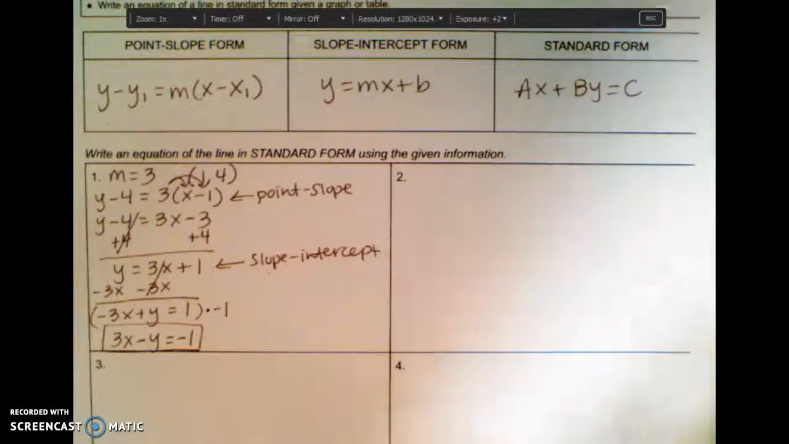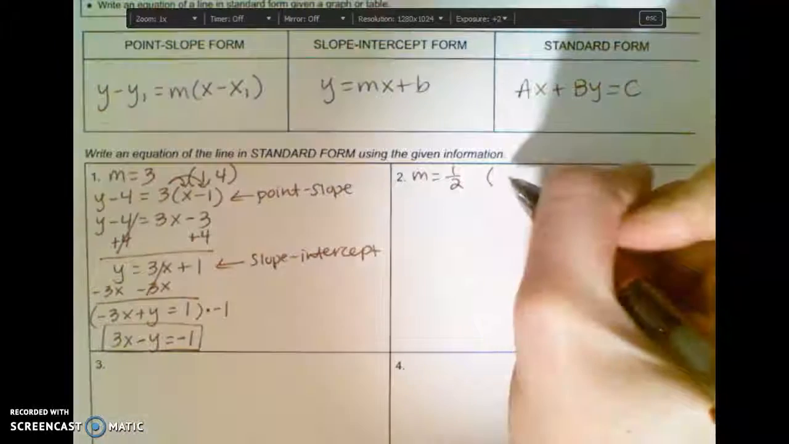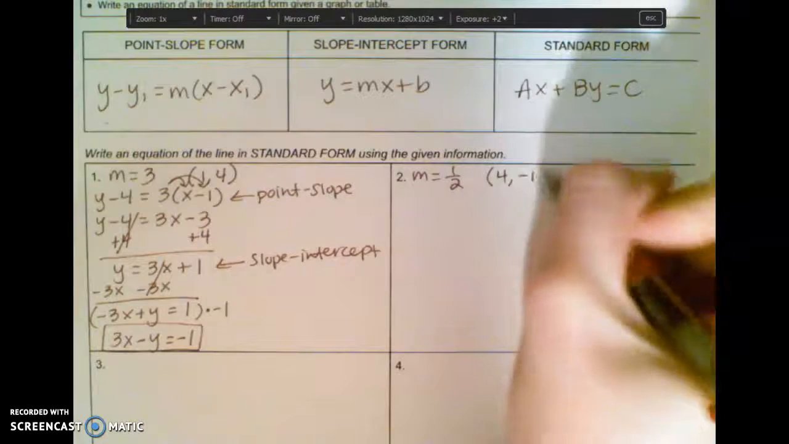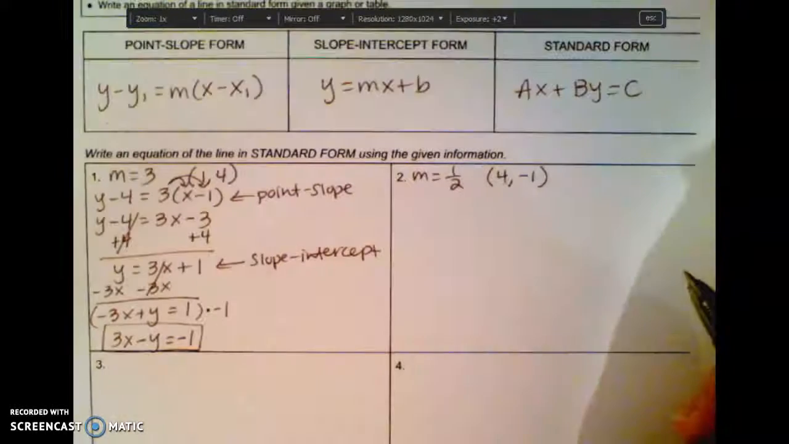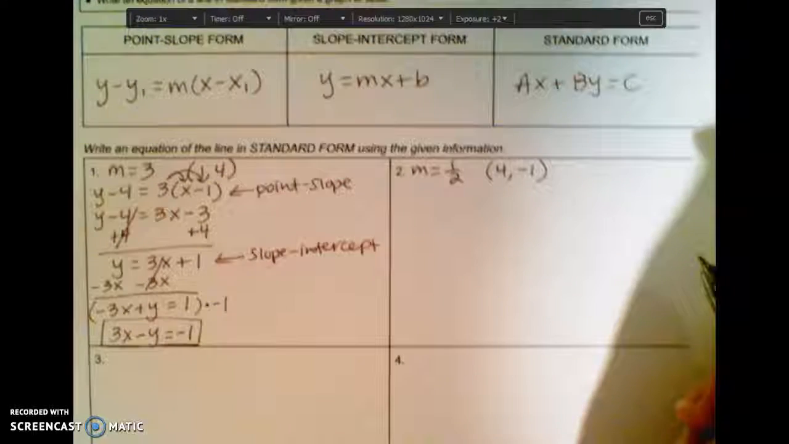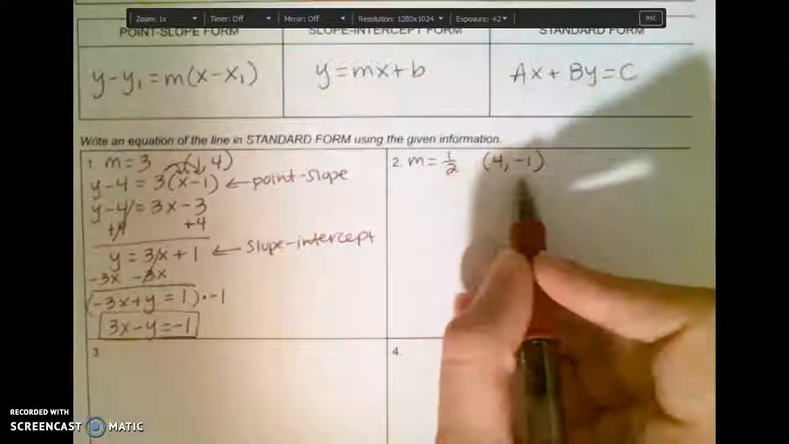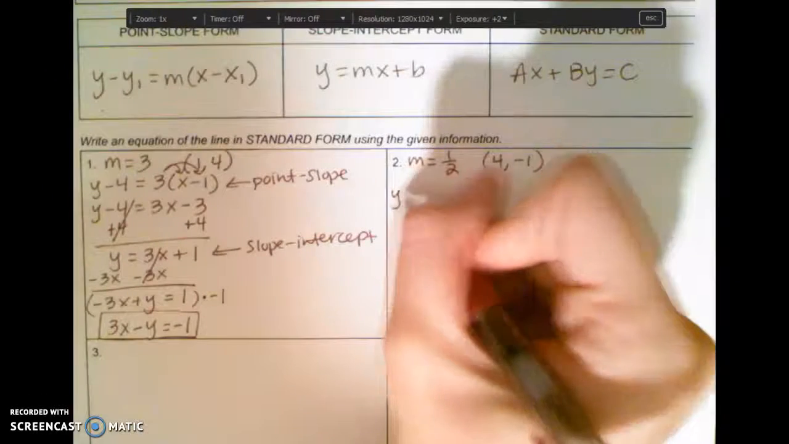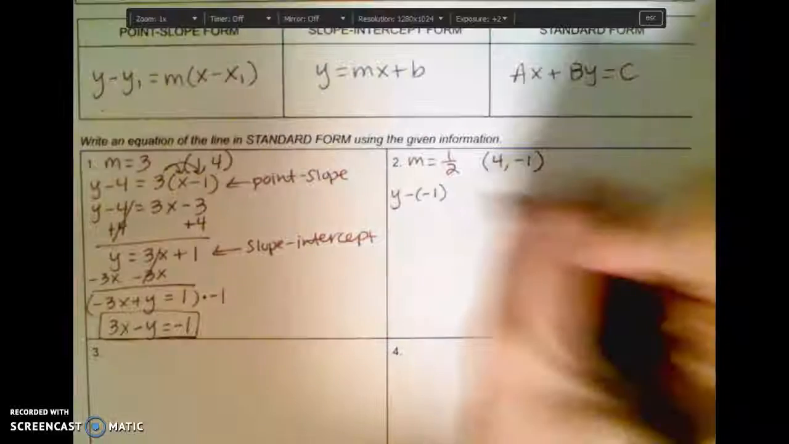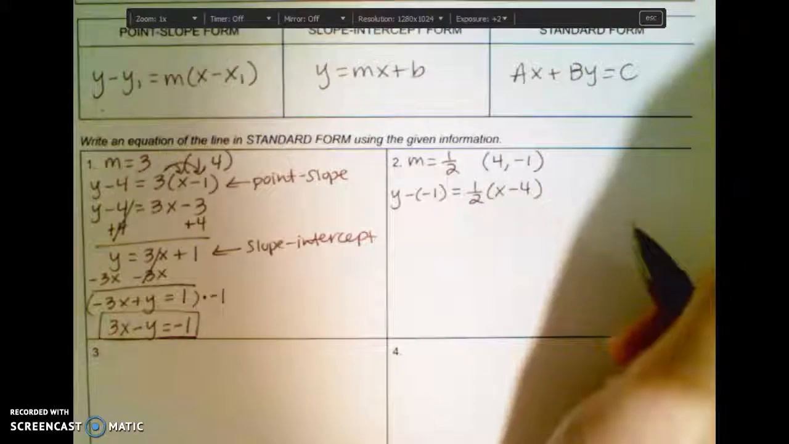Let's look at number 2. We have a slope of 1/2 and we have the ordered pair (4, negative 1). I want you to pause the video and try this one and then come back and we'll check our answers. Alright, now that you've tried it by yourself, let's do it together. We're going to take our slope and our point and plug them into point slope form. So that'll be y minus negative 1 equals 1/2 times x minus 4.